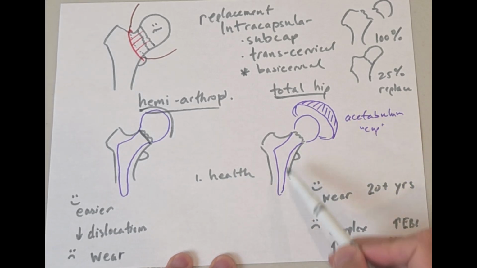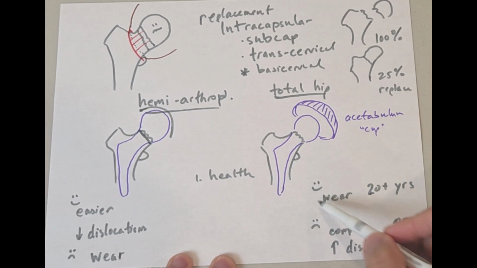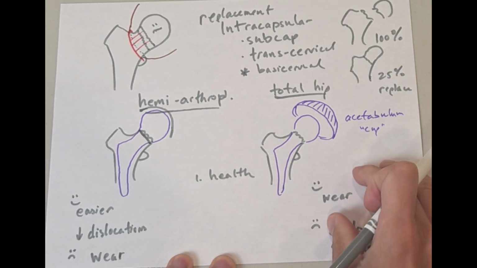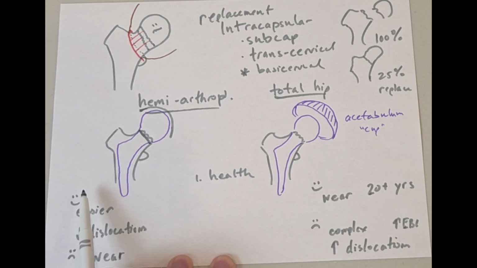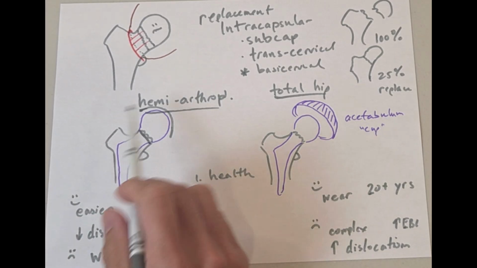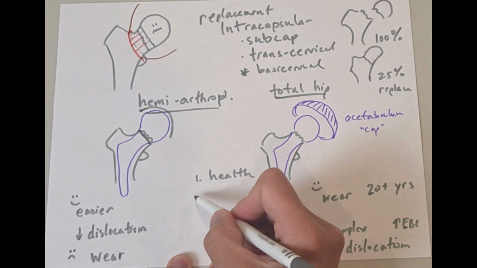Can they get through this big surgery? We're talking at least an hour more surgery, more blood loss. If the patient is not healthy enough to get through this big surgery, well, we're going to do a hemiarthroplasty. So if they have heart disease, they have heart failure, maybe they're on blood thinners, you want those patients in and out of the operating room, so they're going to get a hemiarthroplasty.